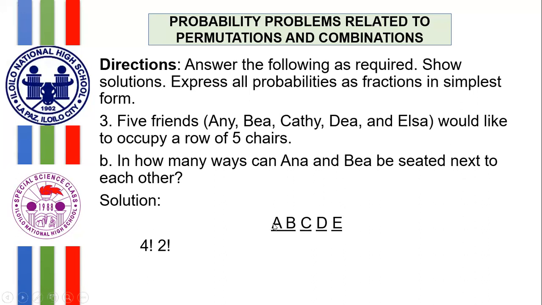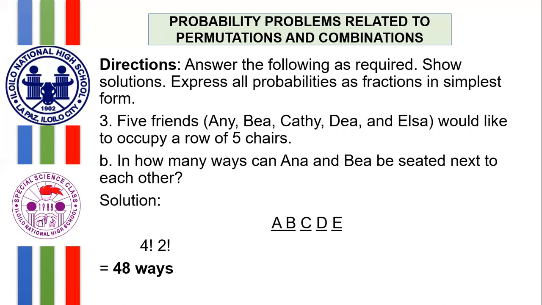But there are 2 people, Ana and Bea, who could interchange seats as long as they are together. Hence, they could still arrange themselves in 2 factorial ways. Hence, for Ana and Bea to be seated next to each other, there are 4 factorial times 2 factorial ways in all. 4 factorial means 4 times 3 times 2 times 1, or 24. 2 factorial means 2 times 1, which is 2. So 24 times 2, we have 48. 48 ways for Ana and Bea to be seated next to each other. I hope you got this as well.